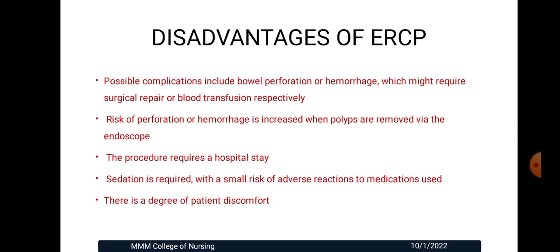Disadvantages of ERCP: possible complications include bowel perforation or hemorrhage, which might require surgical repair or blood transfusion respectively. Risk of perforation or hemorrhage is increased when polyps are removed via the endoscope. The procedure requires a hospital stay. Sedation is required with a small risk of adverse reaction to the medication used. There is a degree of patient discomfort.